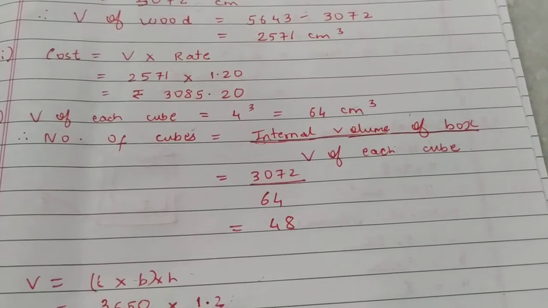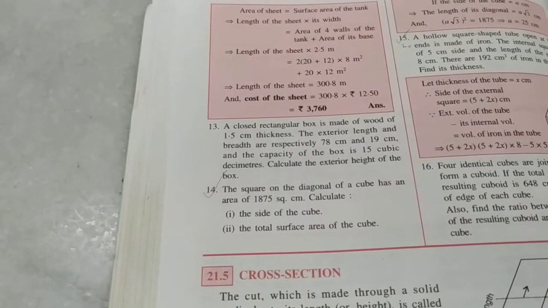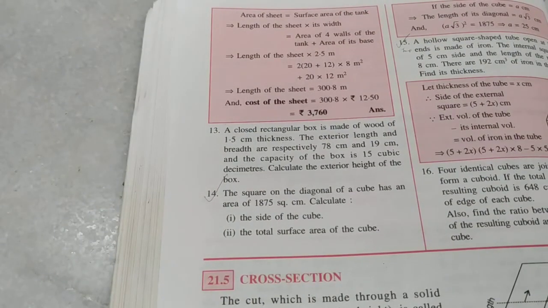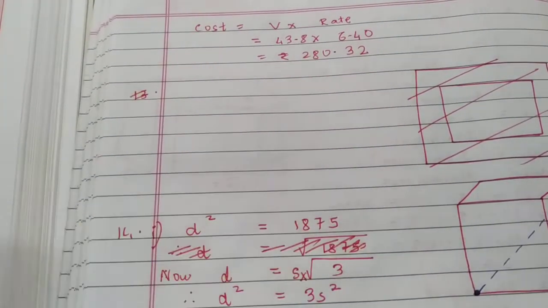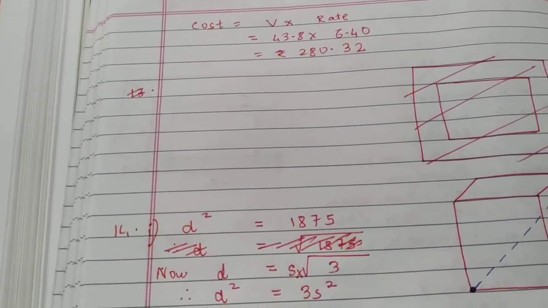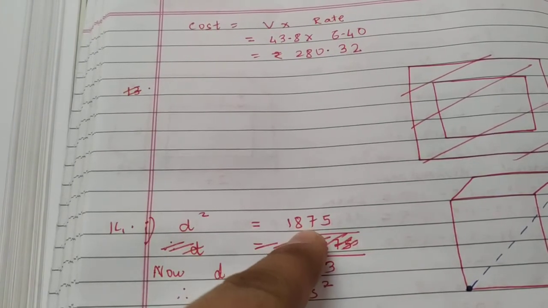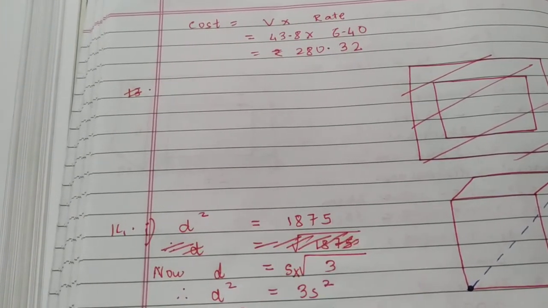Next, let's study the 14th sum. Now the square on the diagonal of a cube has an area of this much. In simple language, this simply means that the square of the diagonal is 1875. So we start with that. The square of the diagonal, or diagonal square, is 1875. Now, if you try to take the square root, we realize it's not a perfect square, so don't do that.